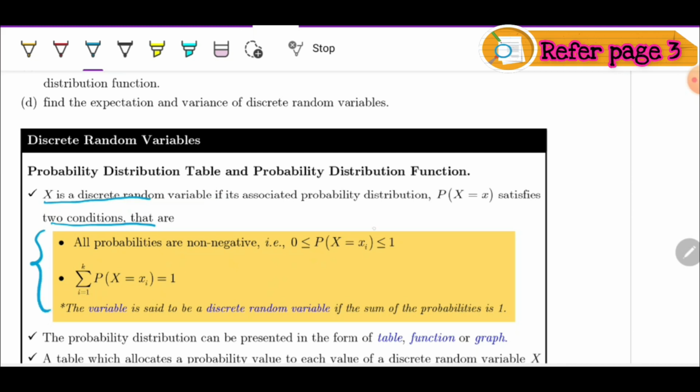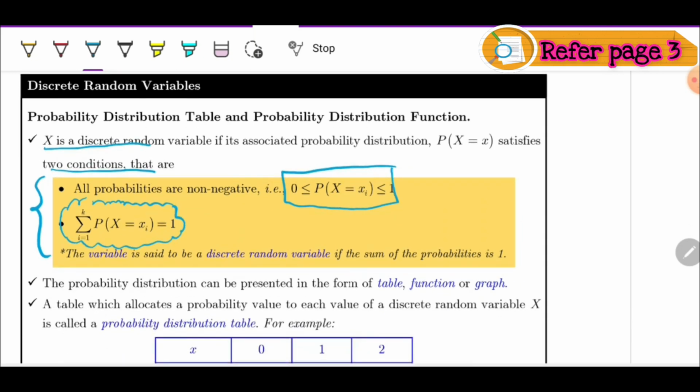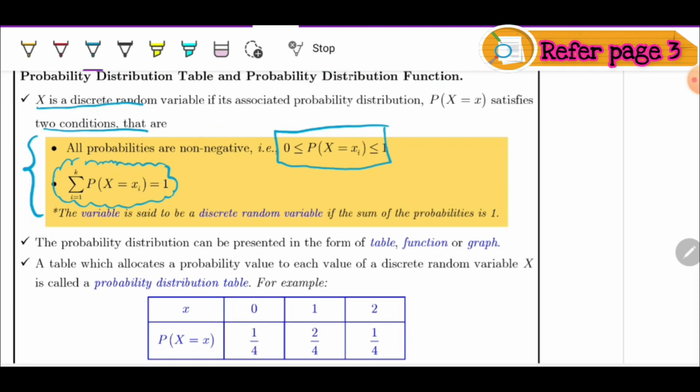The first one is that the probability must be between 0 and 1. And the second one is that the sum of the probabilities must equal 1. The probability distribution for a discrete random variable can be represented in the form of a table, function, or graph.